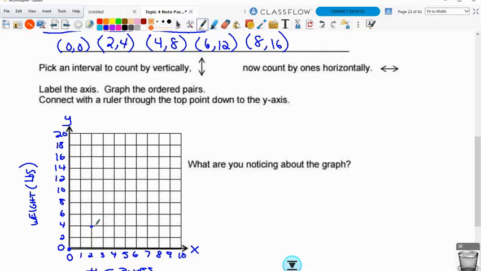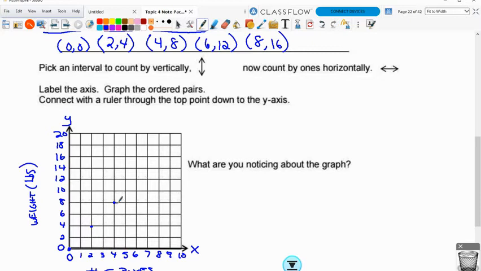Now I need to graph 4, 8, x, y. So I'm going to go over 4 in the x direction, and I'm going to go up 8 in the y direction. I'm going to put a point right there. That's the point 4, 8.